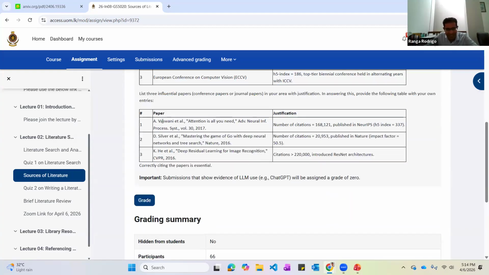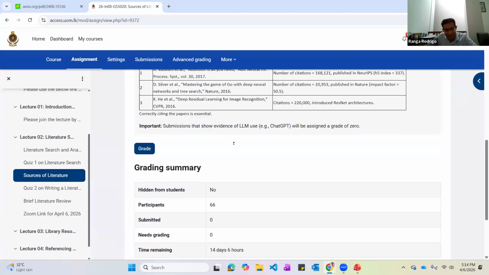Don't write unnecessary things. For example, paper 1, that's also called the famous transformer paper by Vaswani. Number of citations, 160,000. Published in NeurIPS, it's H5. So this is good enough, right? You don't have to say that the researchers are reputed and so on, because this is sufficient evidence. Number of citations, published in this conference, impact factor this much. And then citations 220,000. This is the so-called ResNet paper, and it introduces the ResNet architecture. You can write it something like that, or you can list that the conference is CVPR, the topmost conference of all conferences, and so on.